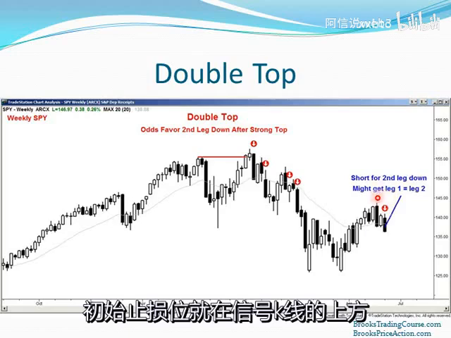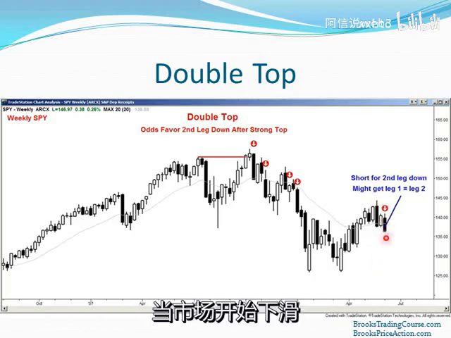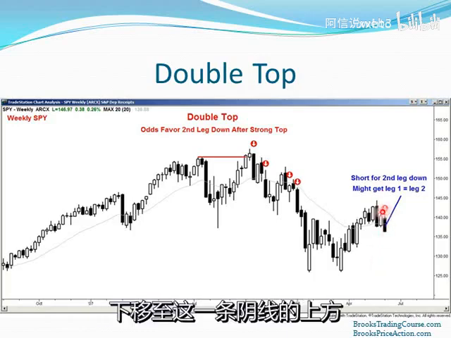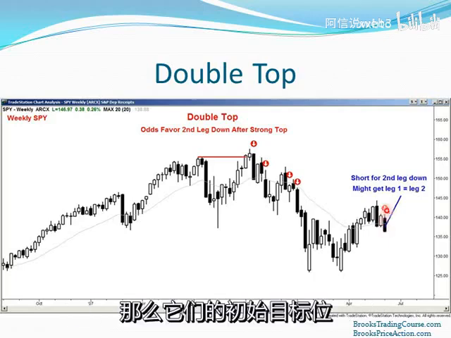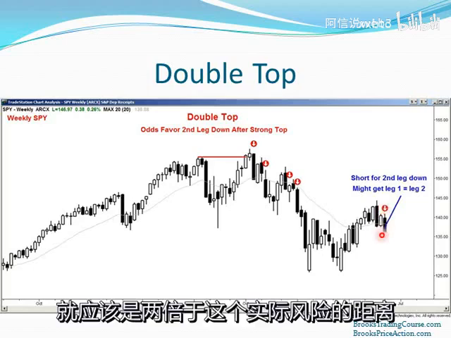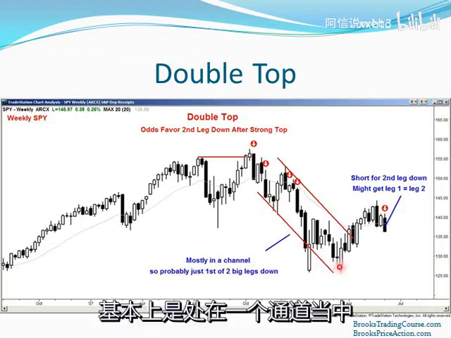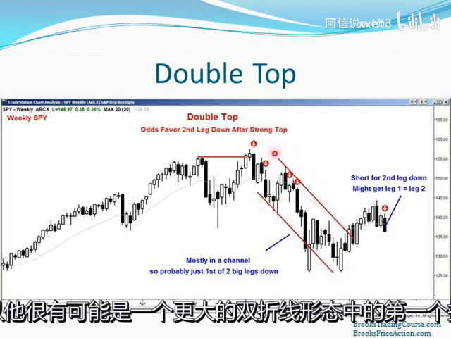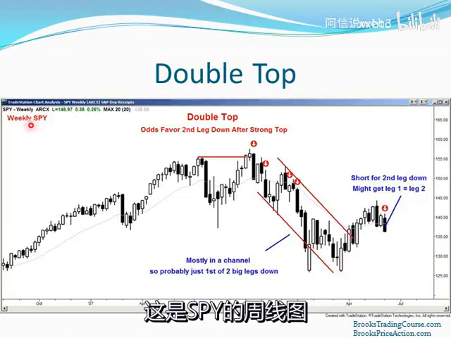Initial stop above the high of the signal bar, and your initial target would be 2 times your initial risk. Once we started down, traders would tighten their stop to just above the high of this bear bar, and their actual risk would be from their entry price right here to right here, and their initial target would be 2 times that actual risk. Okay, this leg down is mostly within a channel, and it's possible that it's only the first leg of a much larger 2-legged pattern. This is the weekly chart of the Spider ETF.